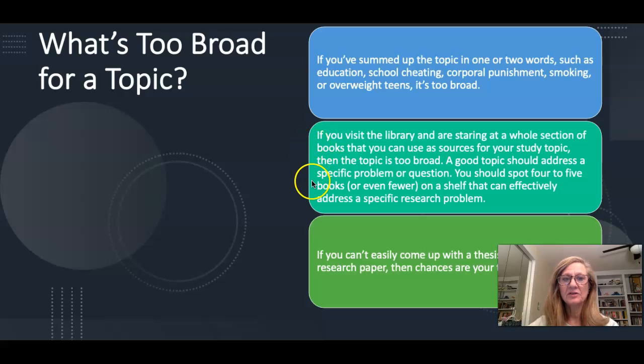Another test for your topic: if you go to the library and physically look at the books and you see a whole section, shelves and shelves of books on your topic, then it's too broad. You should only be able to find a couple of books. And when you put your keywords in your database, you should be able to narrow down to a small number of articles that address your topic. And if you can't come up with a thesis statement, if you can't be specific enough to say this is the issue I'm writing on, then chances are your topic is too broad.